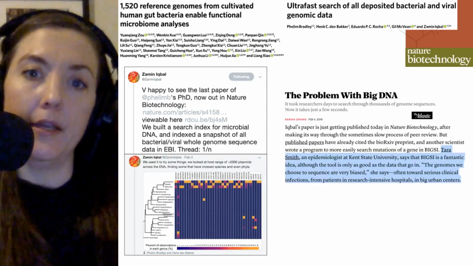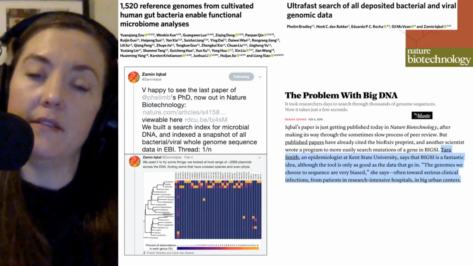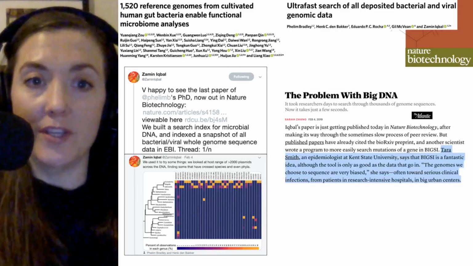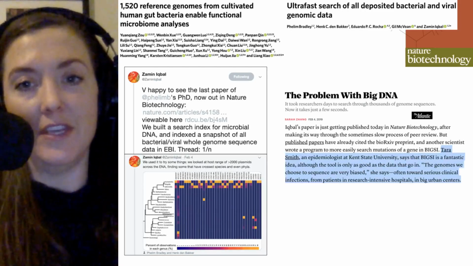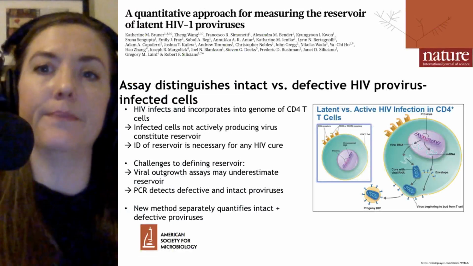And as those are added, hopefully the ability to search through these very large data sets will be made easier by tools such as Big Sci. So our next question was, where do HIV-infected cells hide? And so we're going to go to slide 6 to look at this one.